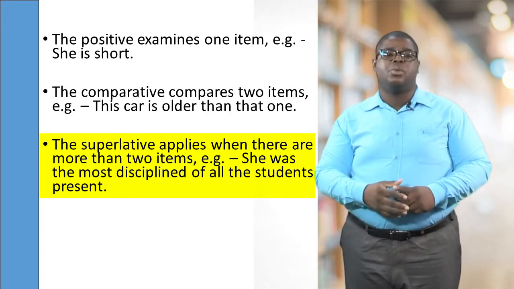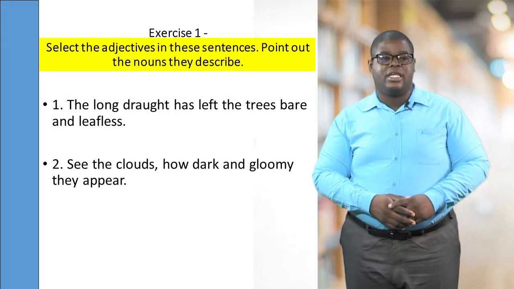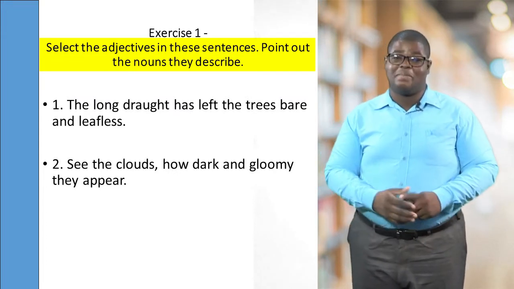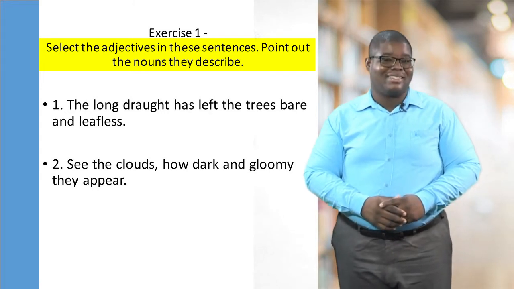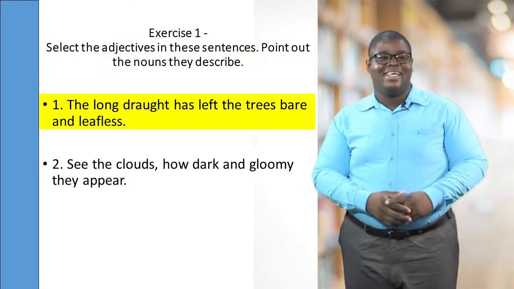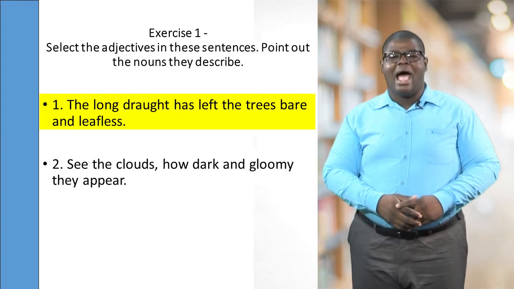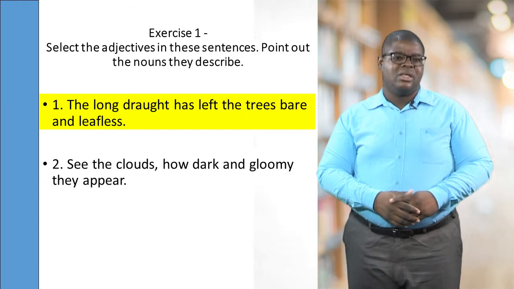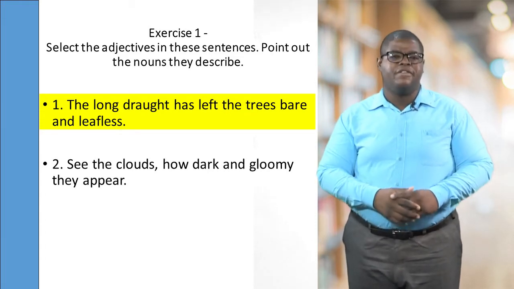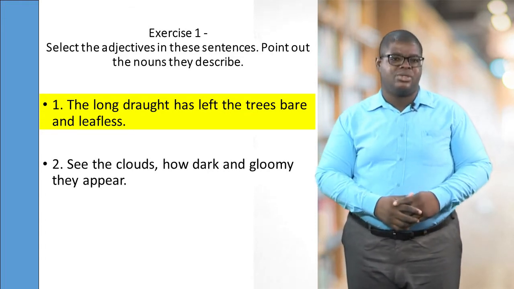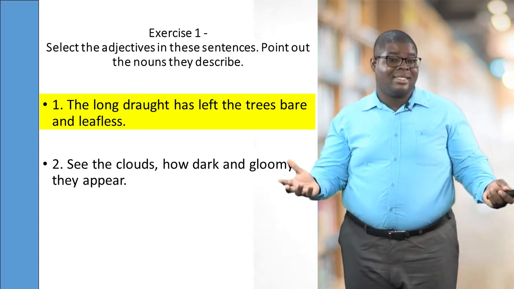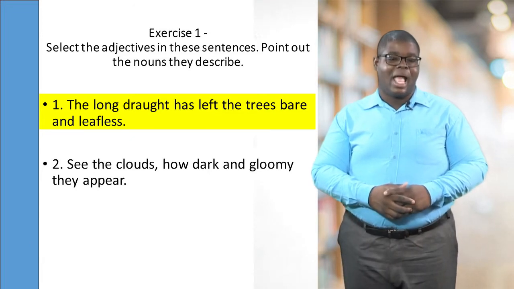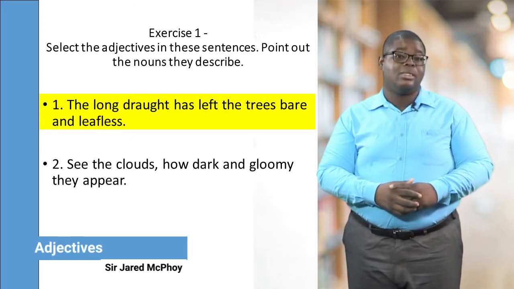Now, exercise 1. Select the adjectives in these sentences. Point out the nouns they describe. Are you ready? You know I love a good activity. Let's go. The long drought has left the trees bare and leafless. What is the answer? So I want you to identify the adjectives and indicate which noun they modify.